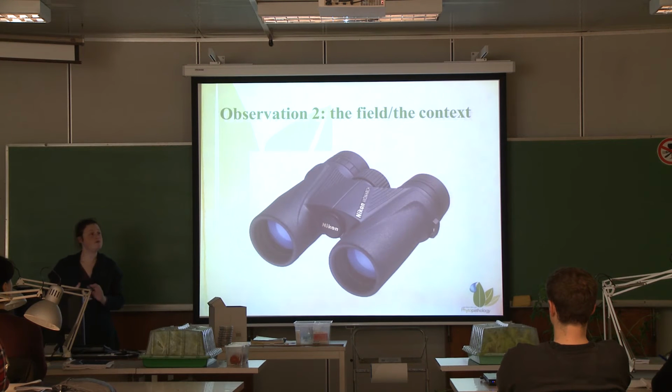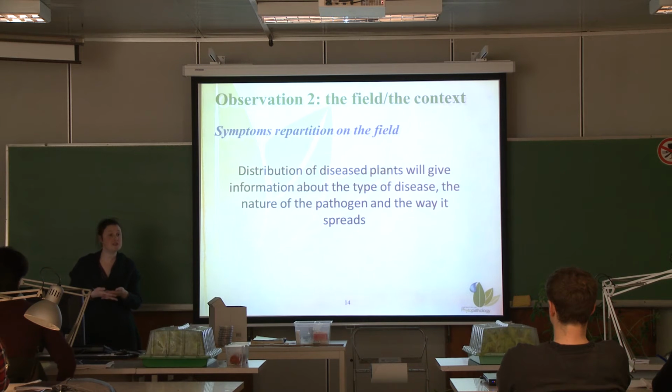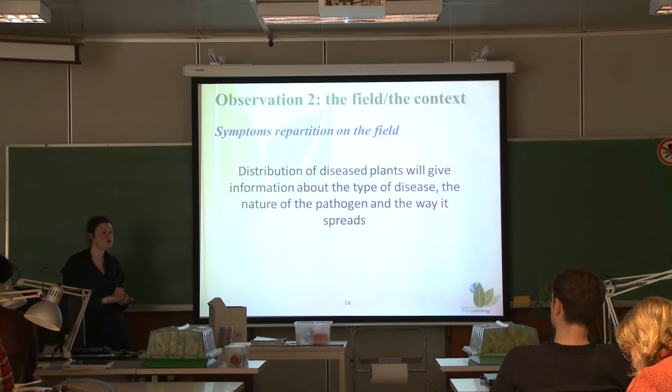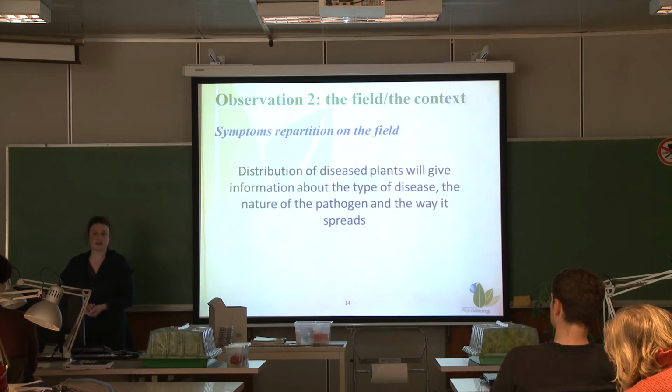So you have observed the plants. Now you will observe the circumstance, the environment of your diseased plants. So it's really important to see the repetition of the symptoms in your field, in your greenhouse, in your aquaponics system. Is the plant you're observing the only one which is sick, or are there several? Looking at this distribution is really important because it will give you information about the nature of the disease and the way it spreads.